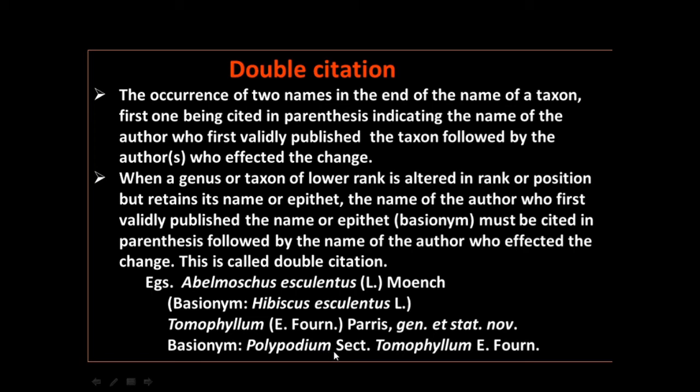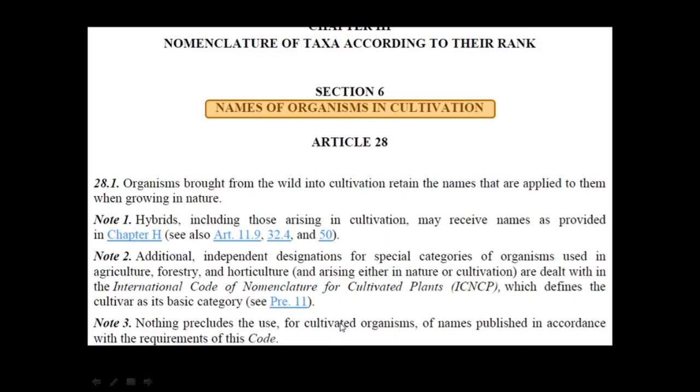And this is another example, Tomophyllum. Tomophyllum is a genus, and the basionym is Polypodium section Tomophyllum. Earlier it was considered a section under the genus Polypodium, and this Tomophyllum is given the rank of genus, then double citation is given.